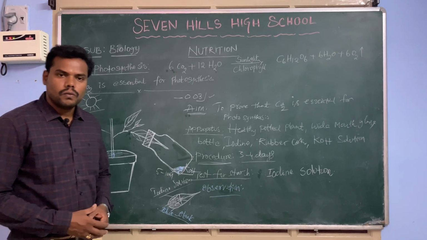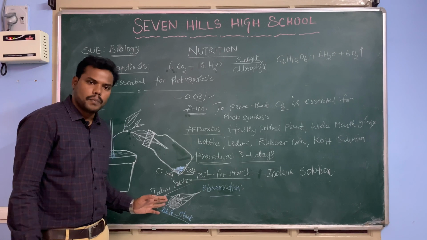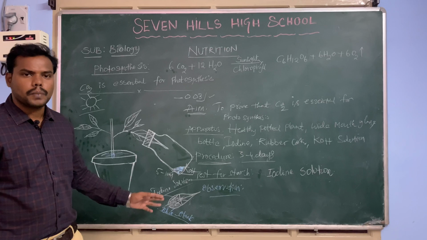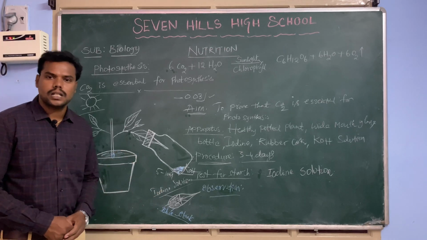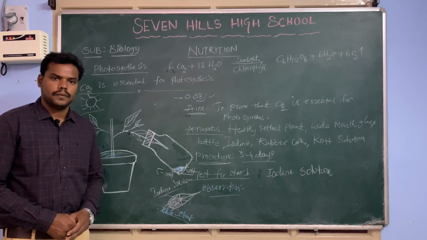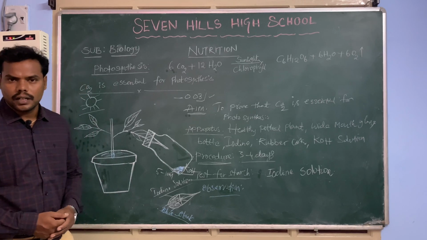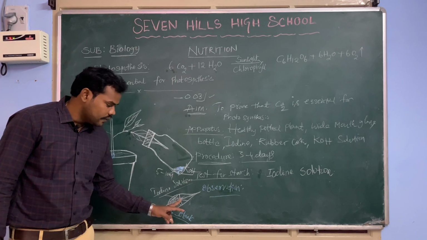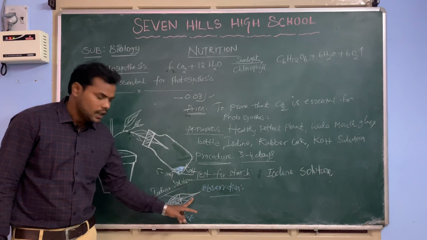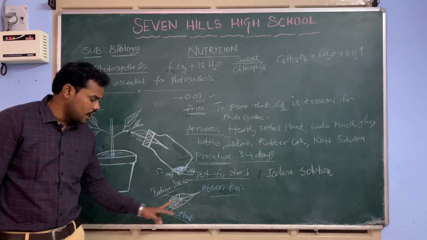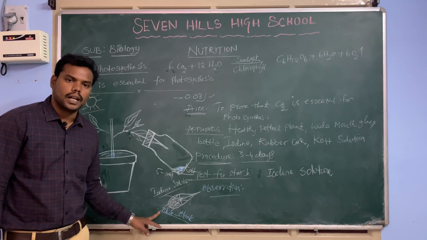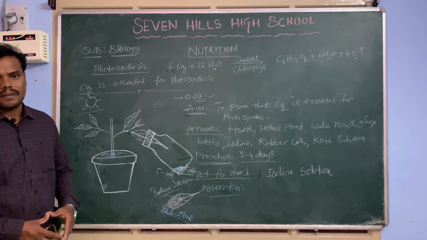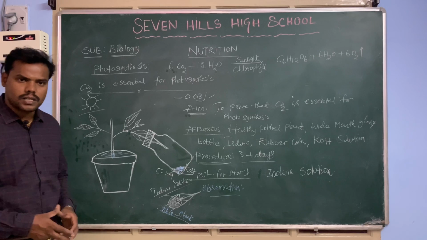In our observation, we observed that the half of the leaf present in the bottle remains unchanged, and the half of the leaf present outside of the bottle turns blue-black in color. Why? It shows the difference. Half of the leaf inside the bottle remains unchanged, and half of the leaf outside of the bottle turns blue-black. Whenever we observe the difference, we go for our inference.